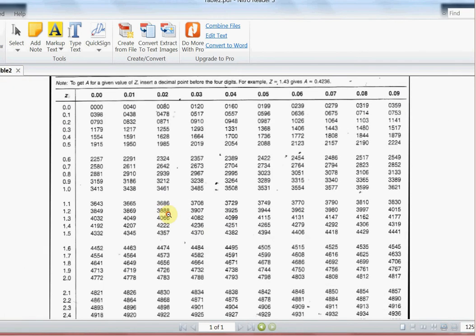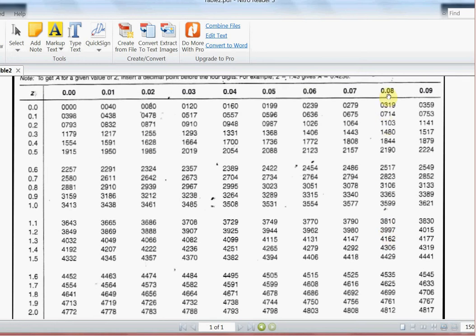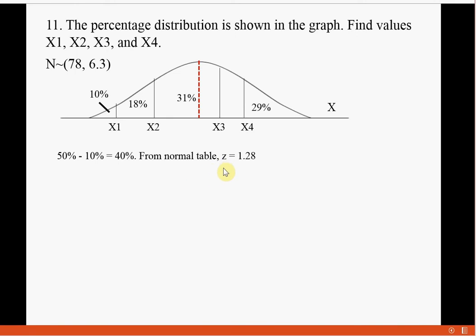Let's make the table smaller a little bit. 39.97. You look to the left, 1.2, and hit 1.28. So 39.97 corresponds to a z-score of 1.28. So that's why we have this. We find the z-score 1.28.